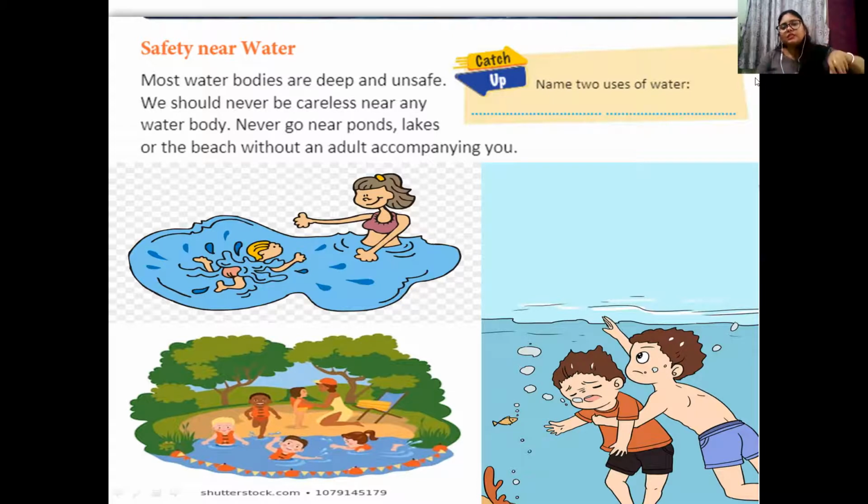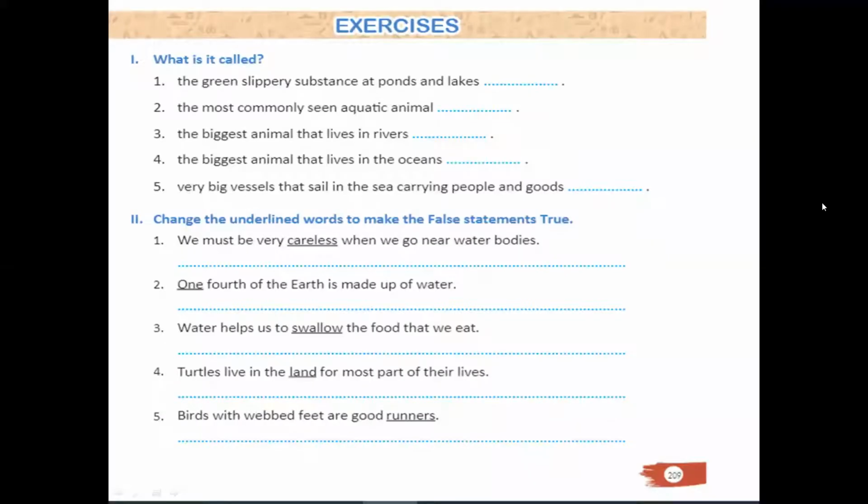Okay, so this is the sixth chapter, that is water. Now we are completing our chapter. Now we have to move towards the exercise. So everyone be ready with your pencil. Okay, so come to the exercise, that is page number 209.